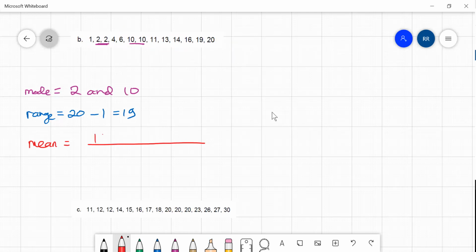So it's just 1 plus 2 plus 2 plus 4 plus 6, and so on until you get to the final data, which is 20. All of these data, and then you divide it by the number of data. The number of data is 1, 2, 3, 4, 5, 6, 7, 8, 9, 10, 11, 12, 13. So it's divided by 13. Just calculate yourself using the calculator and you will get the number.